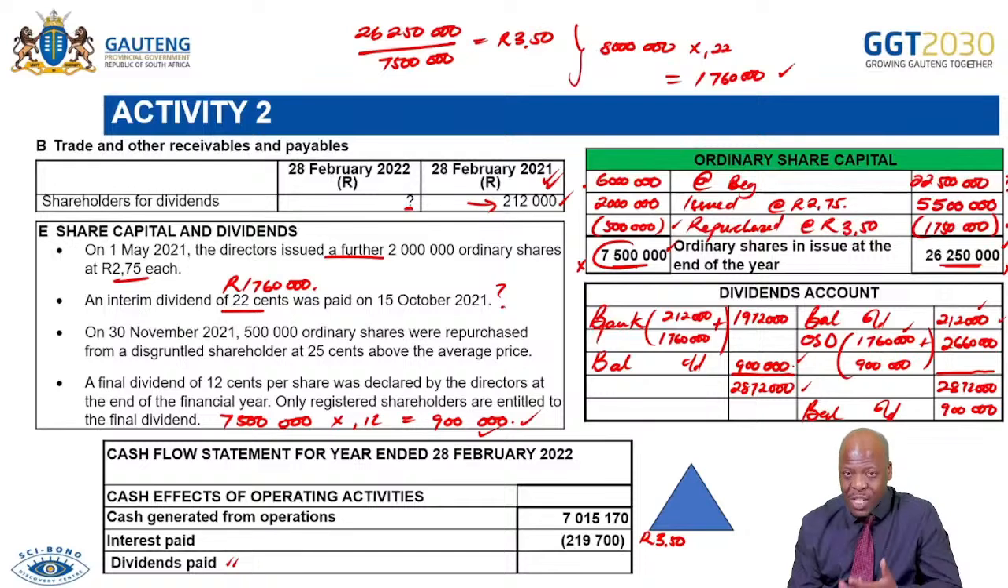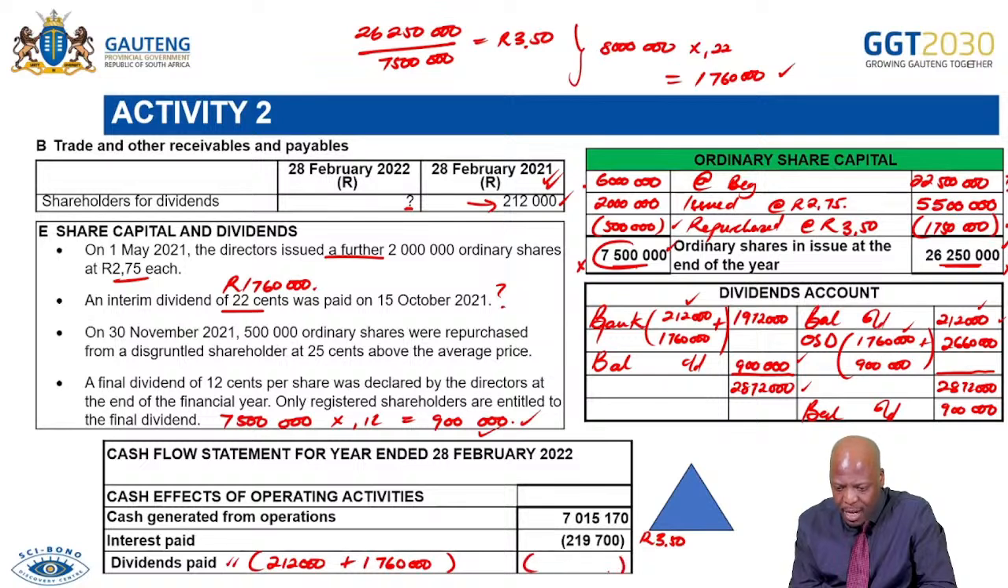The shorter way of saying, if we want the dividends paid, we will say last year's final, which is your 212,000, plus this year's interim, which is 1,760,000. Therefore, my dividends paid becomes 1,972,000. That becomes my dividends paid. Are we good? Okay, cool.